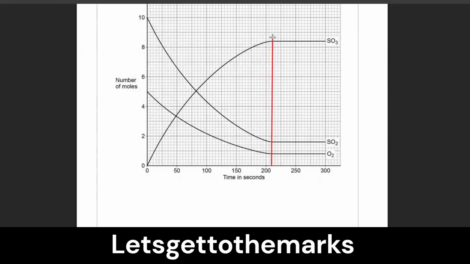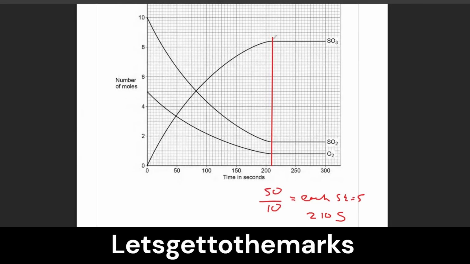And it's right there. Now I need to work out what this scale is. Well, we've got 50 and we've got 10 squares, so I'm going to do 50 divided by 10. Each square equals 5. So now I know my scale. That's 205, 210. So it took 210 seconds until there was no change in the amounts of substance. And that means you've reached equilibrium, equal amounts of each substance. 210 seconds to reach equilibrium.